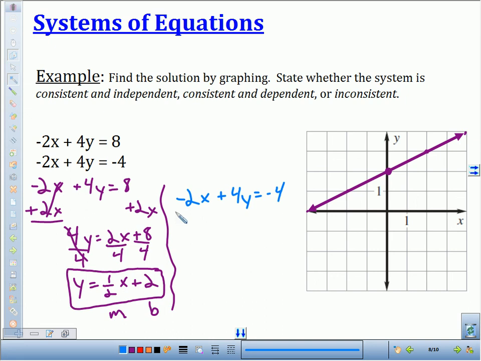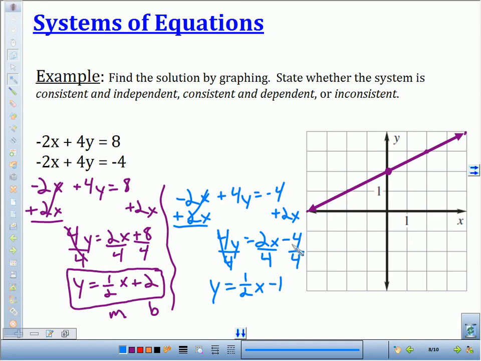Have to solve it for y. So I add 2x to both sides. On the left they cancel out, and I have 4y. On the right, 2x minus 4. Same exact move here. I'm going to divide by 4. Y equals 2 over 4, 1/2, x minus 1. Negative 4 divided by 4 is negative 1. That means b is negative 1, m is 1/2. So I start at the y-intercept of negative 1, rise 1, run 2, rise 1, run 2. Plot a few more points, and draw my line.